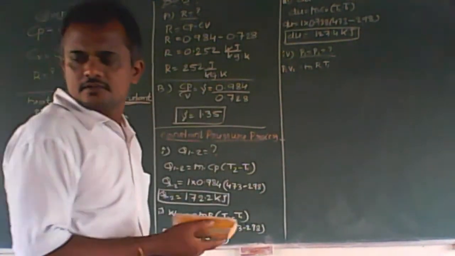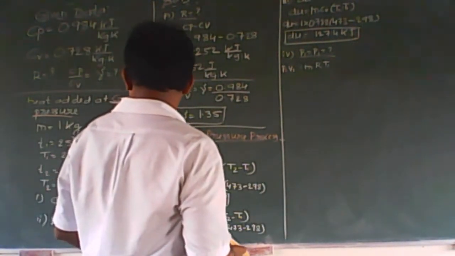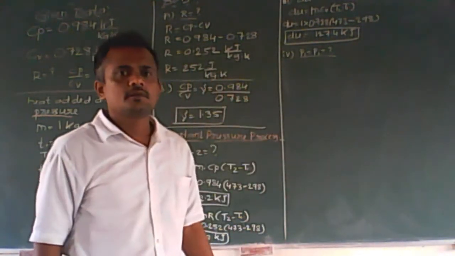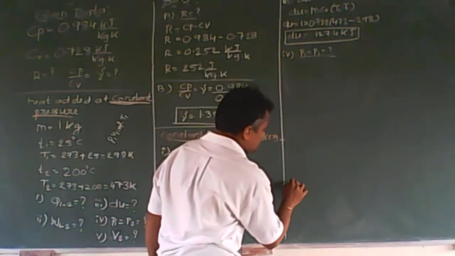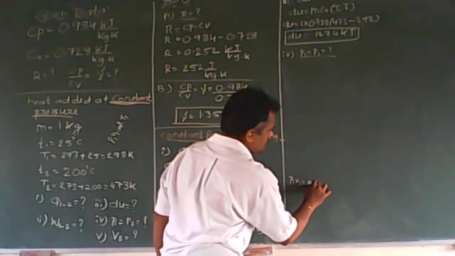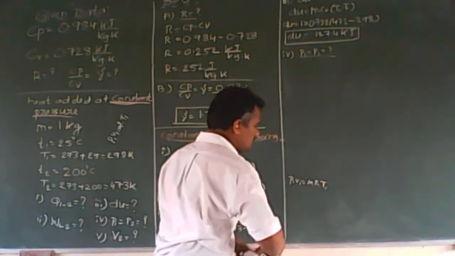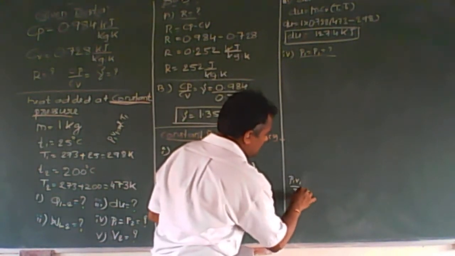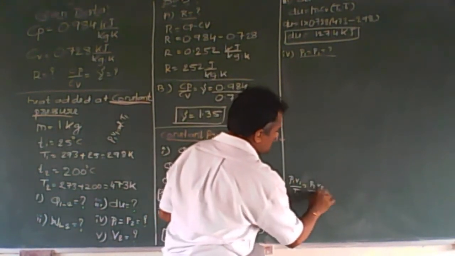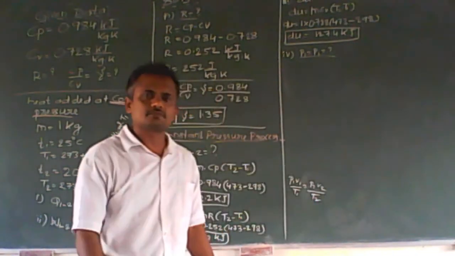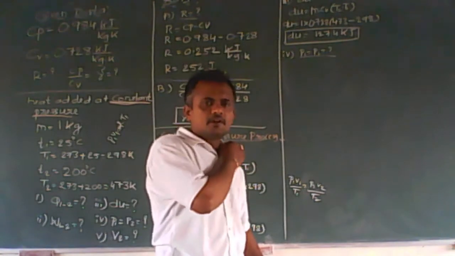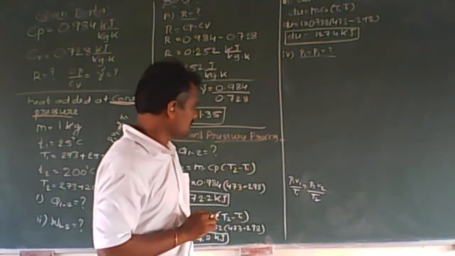Instead of that, what we can use? Another equation, that is for a constant pressure process. Here in this, P1 V1 is equals to M R T1, or P1 V1 by T1 is equals to P2 V2 by T2. This is a general gas equation which you can remember.